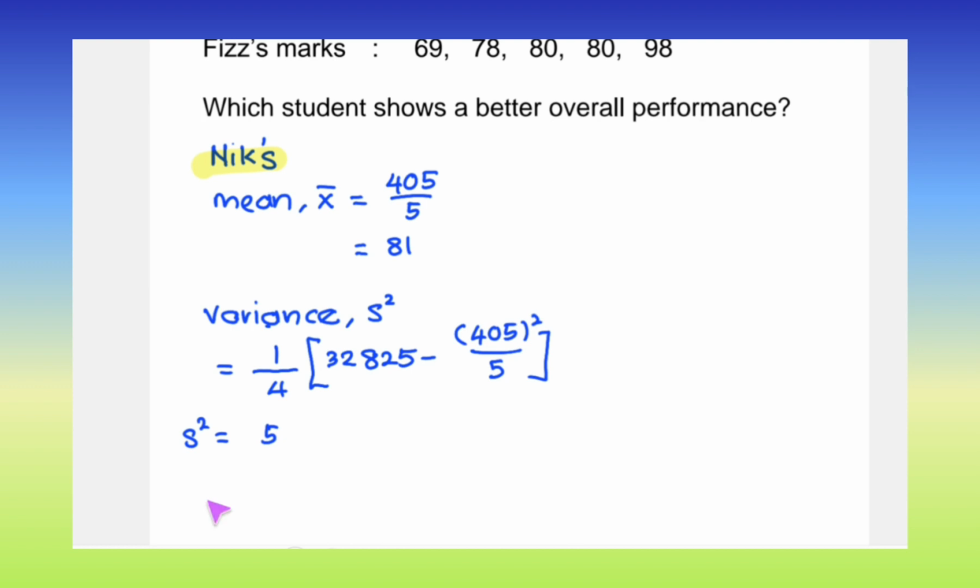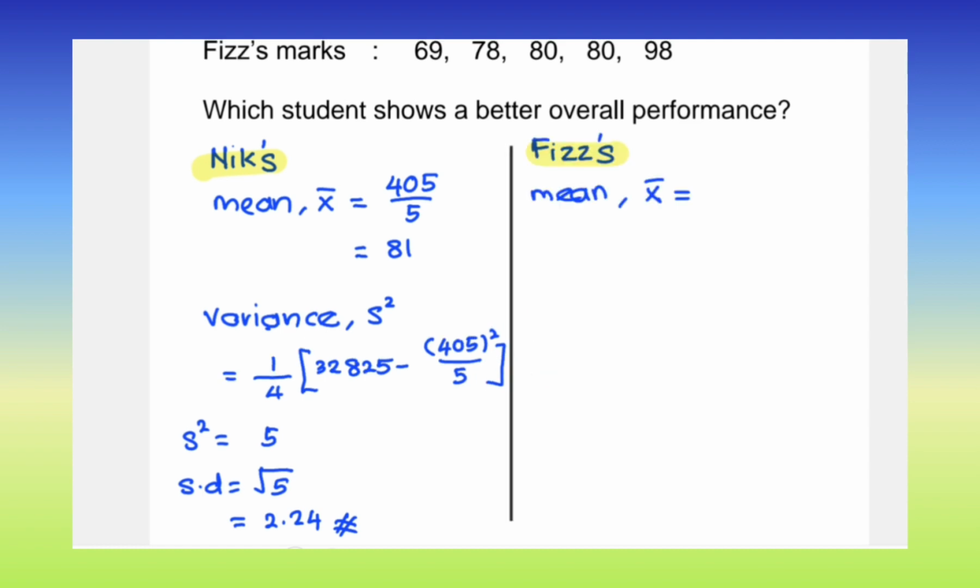Okay, so from here the standard deviation is equal to the square root of 5, and the final answer for standard deviation here is 2.24. Okay, this is the data we obtained for mean and standard deviation for Nick.